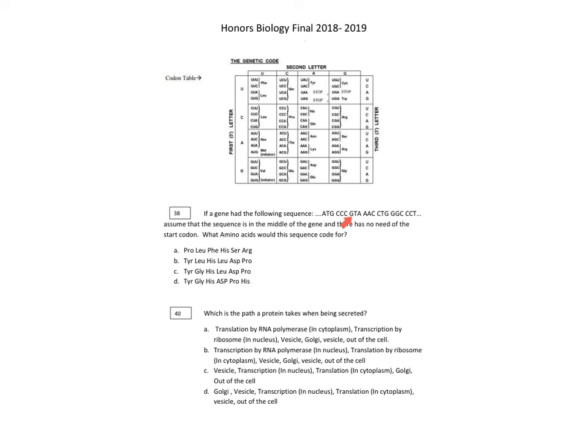Well, what's the next one? The next one is GTA, which should be CAU. CAU is histidine. So now they're both still in the running. It's either C or D. Still C or D. What's the next one? AAC, which would be what? UUG. UUG is leucine. So that's it. We have a winner. It's C.